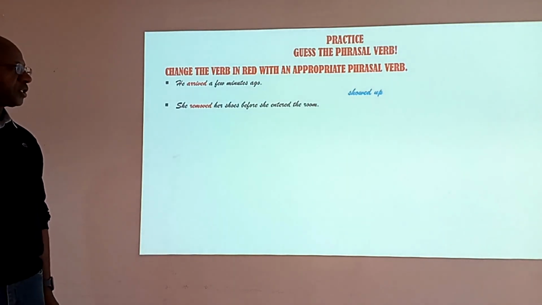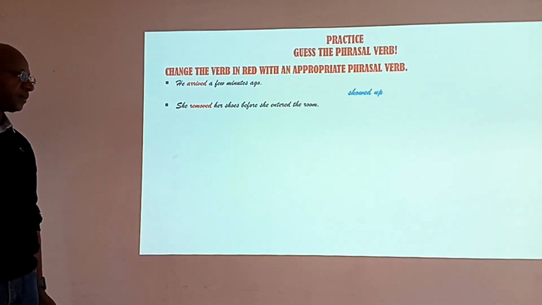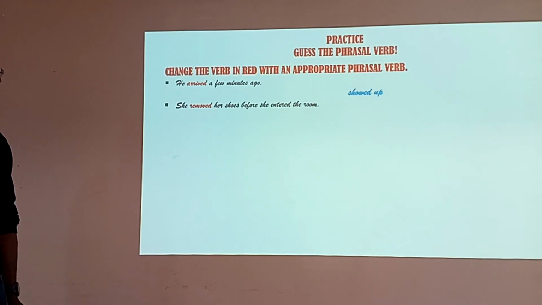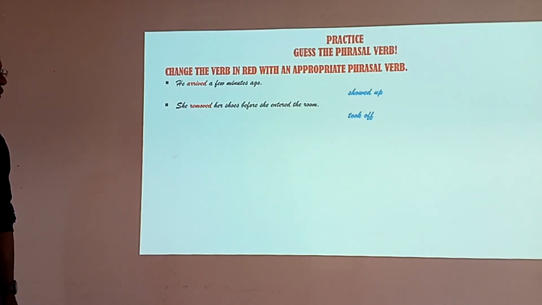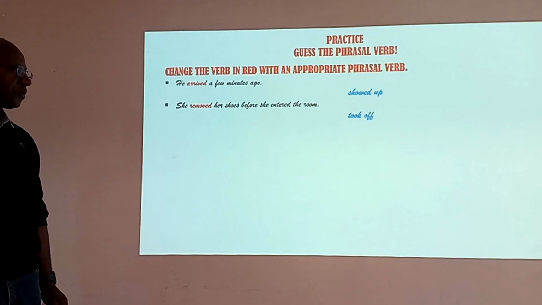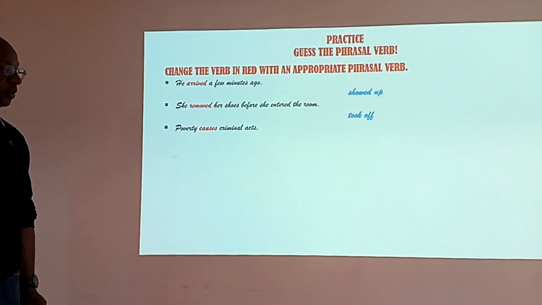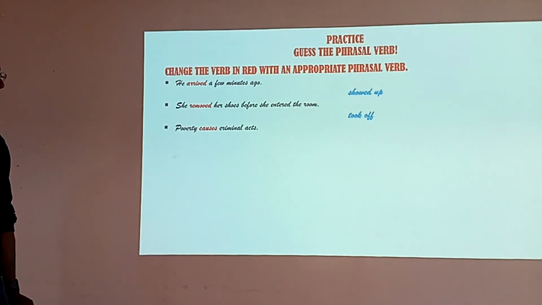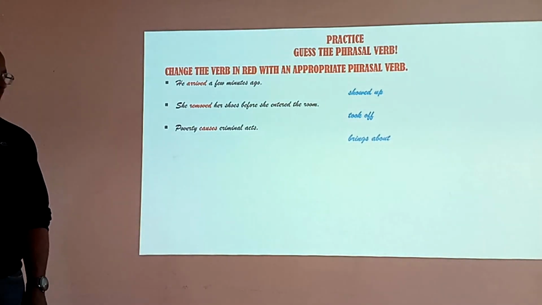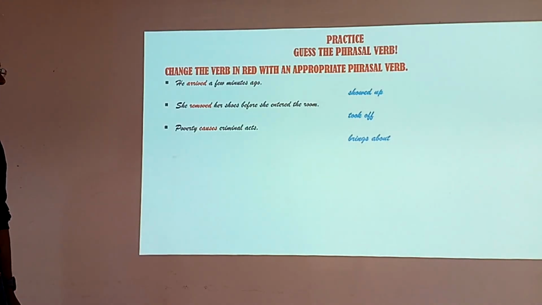She removed her shoes before she entered the room. Can someone guess the phrasal verb? I heard take off. Very good. But you should put it in the past. Yes, took off. Good. So she took off her shoes before she entered the room. Now let's go to the next example. Poverty causes criminal acts. Can you guess the phrasal verb? Good. I heard bring about. Yes, it's correct. So brings about, the third person singular of the simple present.